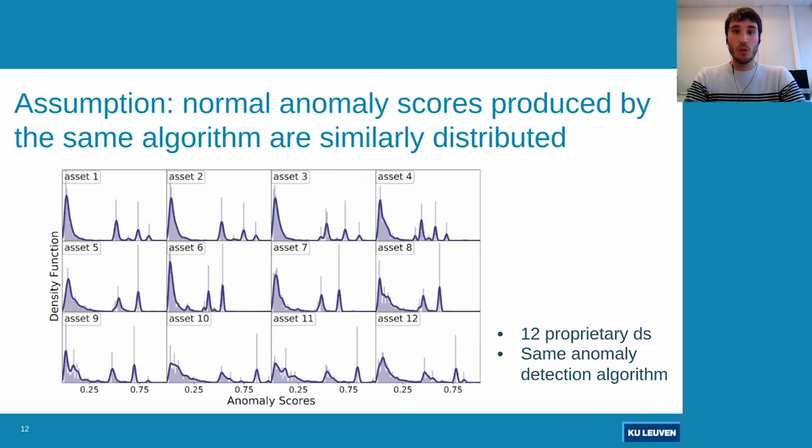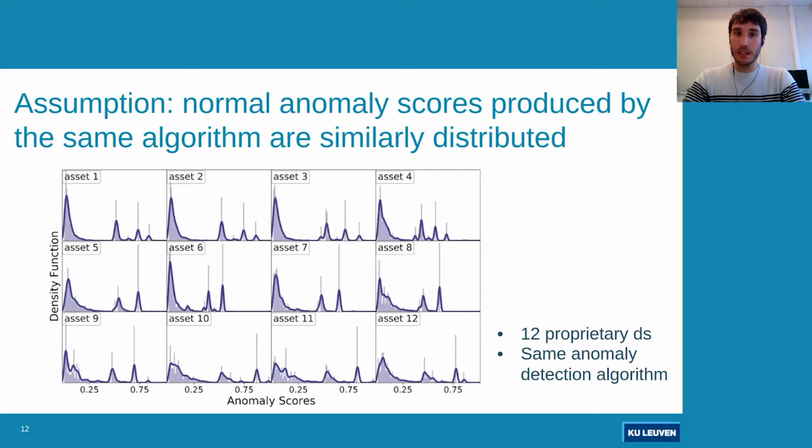First of all, we want to clearly state and motivate our underlying assumption. We assume that the normal anomaly scores, which are the low scores, follow a similar distribution, where similar refers to the shape. In this slide, we use the same anomaly detection algorithm to produce the anomaly scores individually for each of the 12 proprietary datasets. As you can see from the plot, although different assets have different peaks when the anomaly scores get higher, for the low scores, they show a similar shape. This motivates our methodology to exploit such a similarity to transfer the contamination.